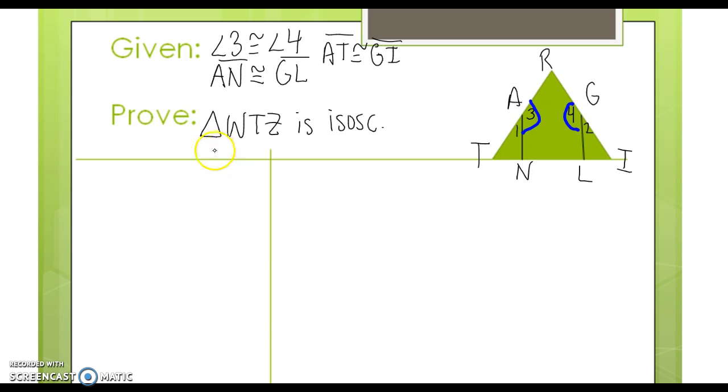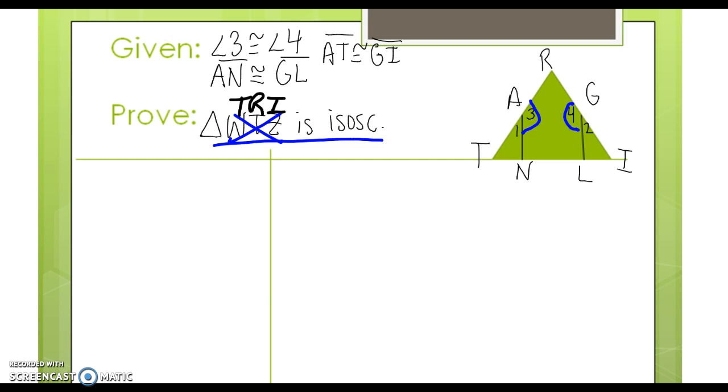Remember, our final goal is that triangle WTZ, which does not exist. So I'm just kidding. Let's say triangle TRI. Get it? Triangle, try, is isosceles.